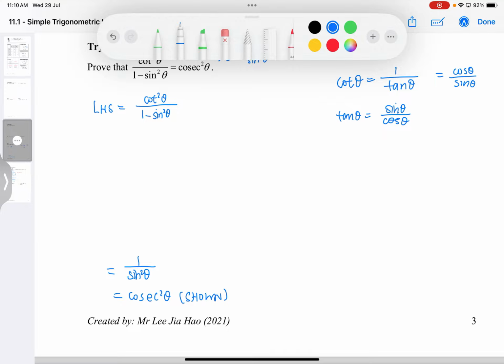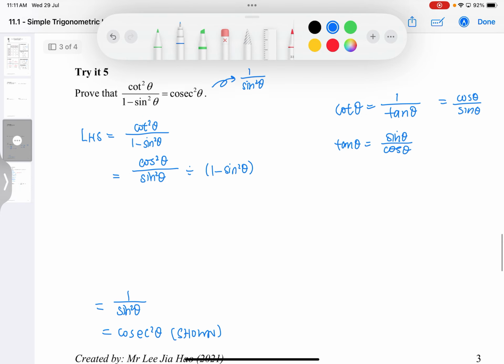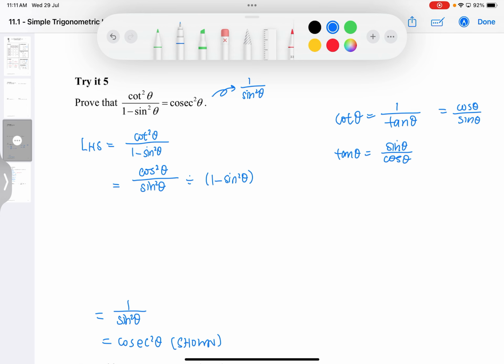So this will become cosine square over sine square divided by 1 minus sine square. I'll write it like that because I don't want to write the fraction on top, very ugly. I forgot the square. Remember, ultimately I only want sine, I don't want the cosine. So what should I do to this cosine? What do you think I have to do next? Any formulas I can apply over here to simplify something?